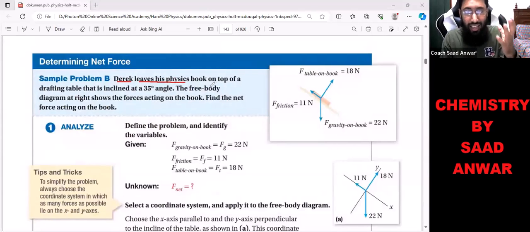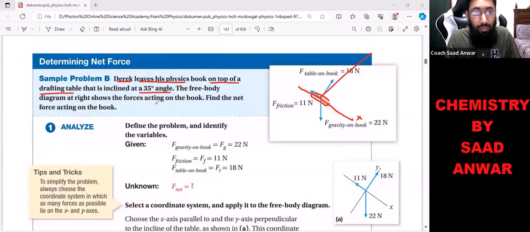Derek leaves his physics book on top of a drafting table like this. This is the physics book, guys, that is inclined at a 35-degree angle. This is the plane, the x-axis. This is the y-axis. Draw the free body diagram and find the net force acting on the book. So we need to find the net force.